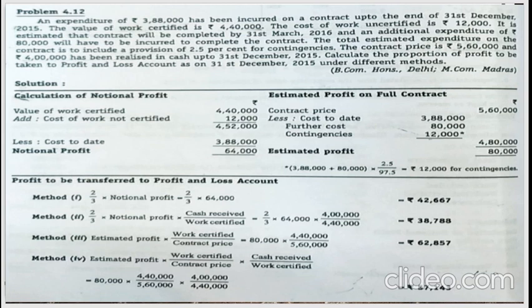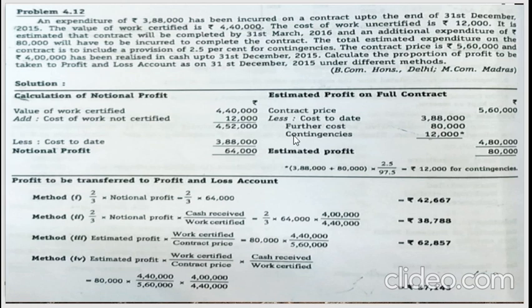So into 2.5 divided by 97.5. How did we get 97.5? In the question they have clearly stated that the total estimated expenditure on the contract is to include a provision of 2.5% for contingency. So the total expenditure includes this 2.5. We will assume the total expenditure to be 100%. Out of this 100%, 2.5 is provision for contingency. So the expenditure we have till now is only for 97.5. The remaining 2.5 is supposed to be found out.